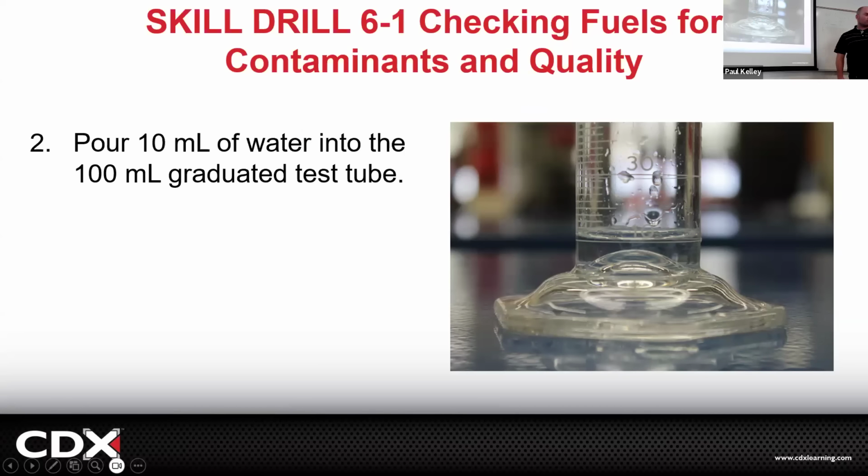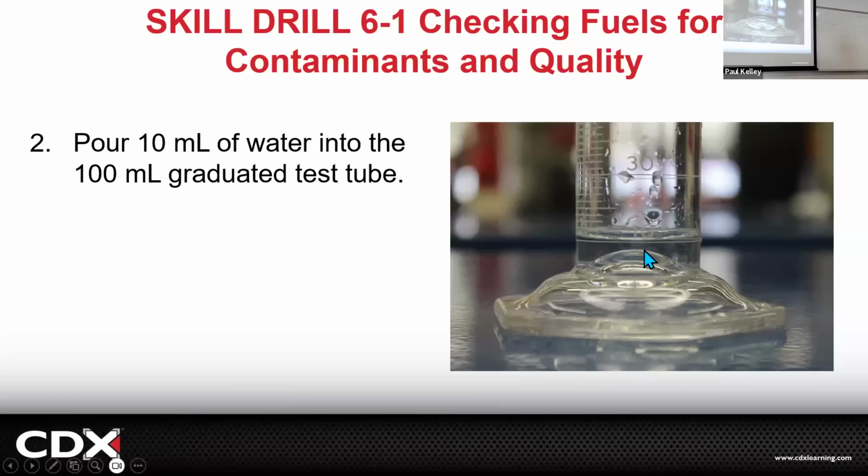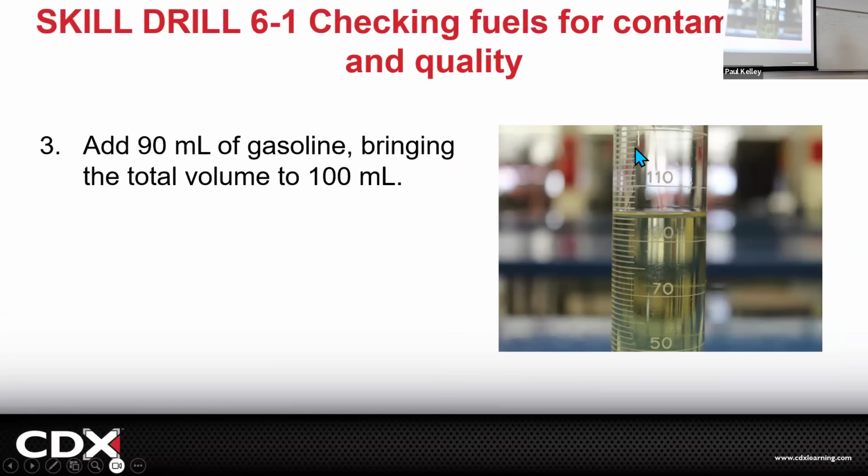You're like, what? Why? That's crazy. Remember how the water and the alcohol are attracted? This is going to pull the alcohol out. So we need the water in there to do a proper test, right? And then we're going to do 90 milliliters of gas. Okay, so 10 water, 90 gas, and that'll bring us up to our 100 number.